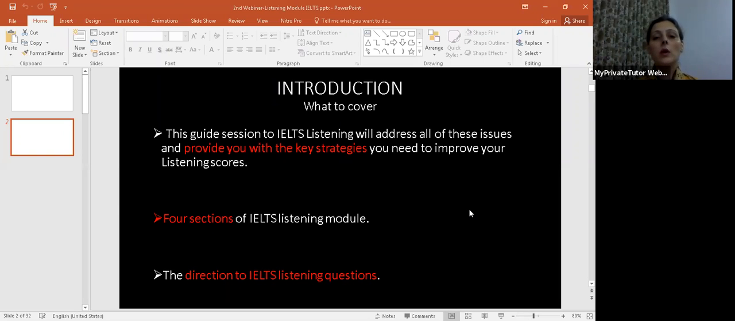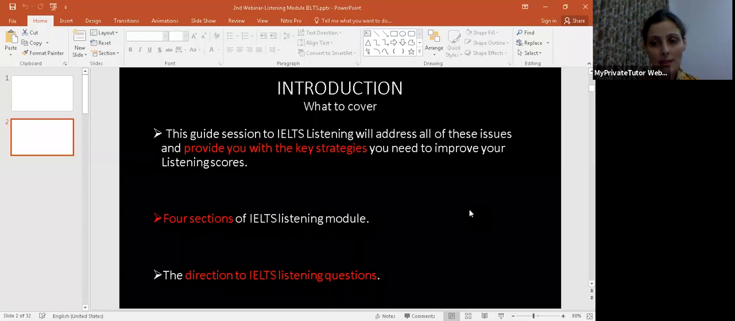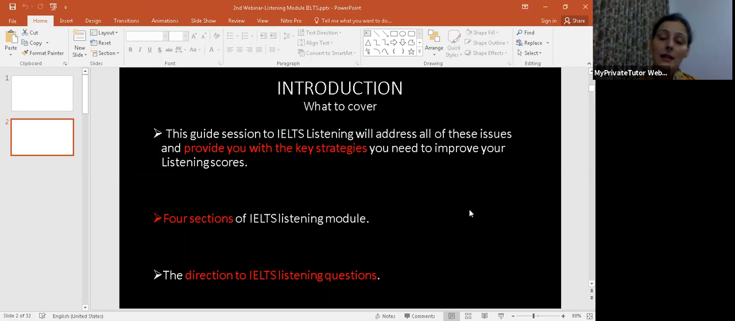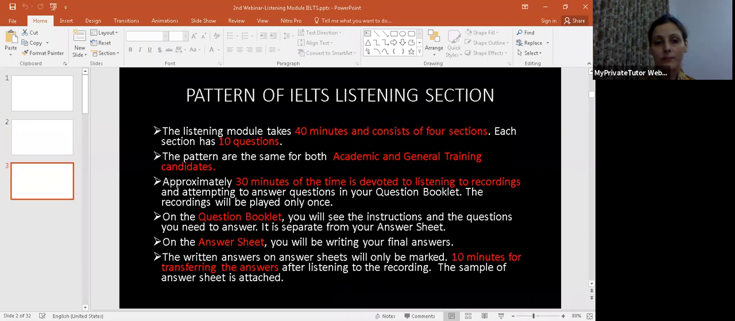What we are going to cover in this presentation: this guide on the IELTS listening is going to address all the issues and provide you the key strategies for improving your listening grades. It is going to be based on the four sections. Step by step, I'm going to focus on all four sections of IELTS listening, and directions are also going to be given to you for listening to the questions.